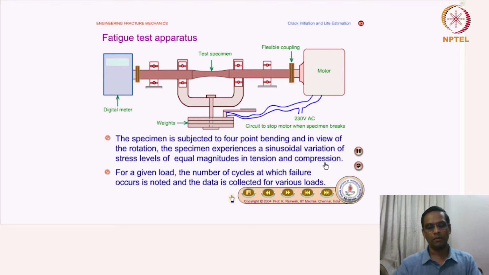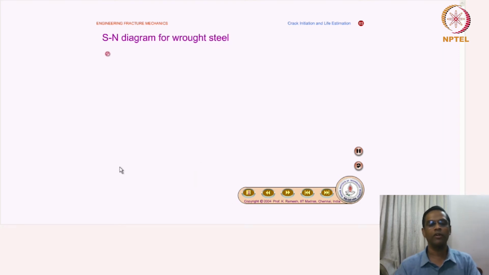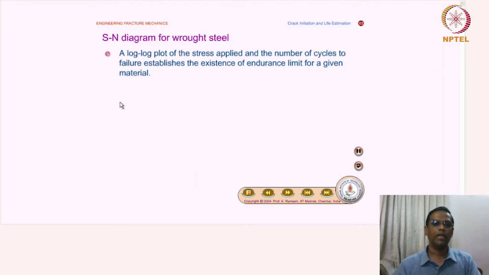So you have to remember, in fatigue loading, since it is called cyclic loading, the load given in one direction in tension will be completely reversed to the other direction. That's why this typical fatigue test is done in tension-compression mode. For a given load, the number of cycles at which failure occurs is noted, and the data is collected for various loads. So that is one very basic way of recording the fatigue data.